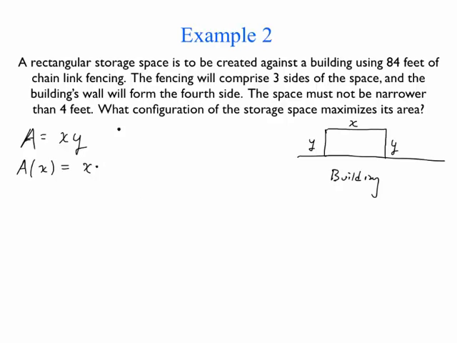Okay, so how am I going to get Y in terms of X? Well, that's where the 84 comes in. So the amount of chain link fence that I have is going to be Y plus X plus Y, which is going to be my 84. So what does Y equal? 2Y equals 84 minus X. Y equals 42 minus a half X.